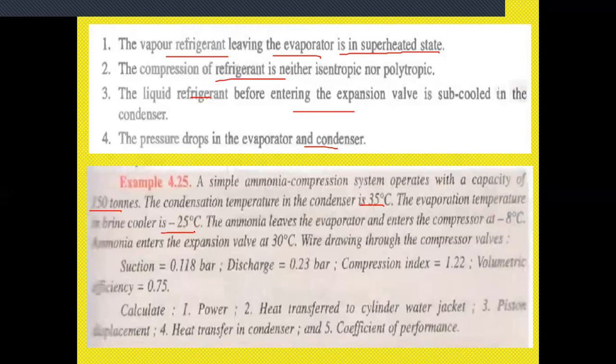The wire drawing through the compressor valves at suction is equal to 0.118 bar, and at discharge is equal to 0.23 bar. Compression index is equal to 1.22 and volumetric efficiency is equal to 75 percent.